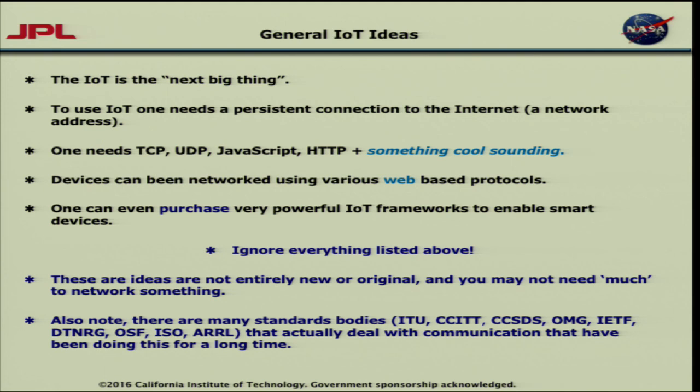But you hear certain claims: if you want to do Internet of Things, if you want to connect your toaster to the Internet, you better have a persistent and reliable Internet connection, something with a network address. You need TCP, UDP, JavaScript, HTTP, and something cool sounding.